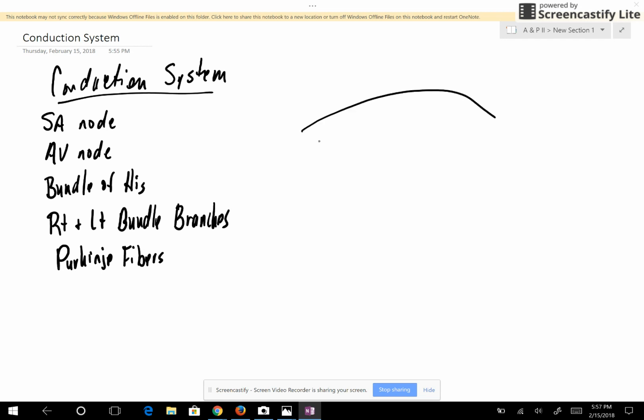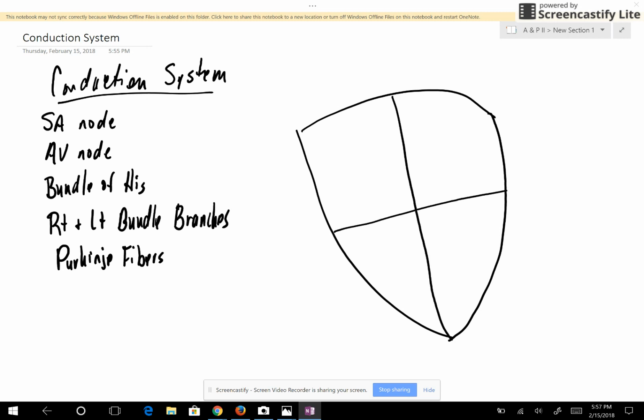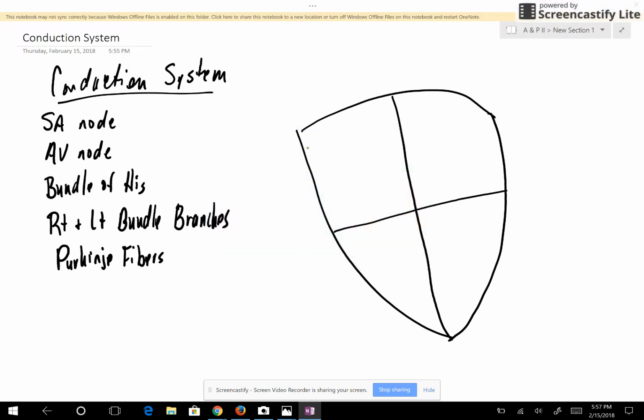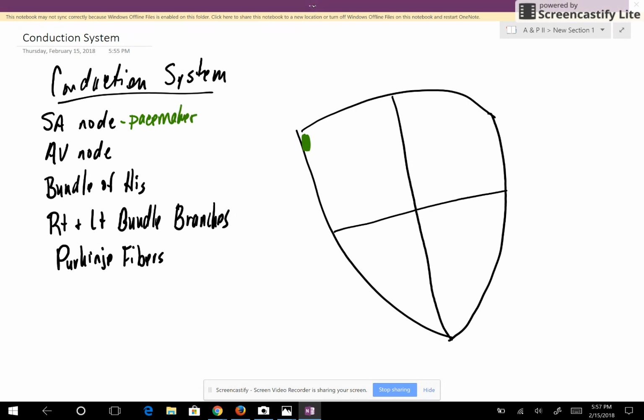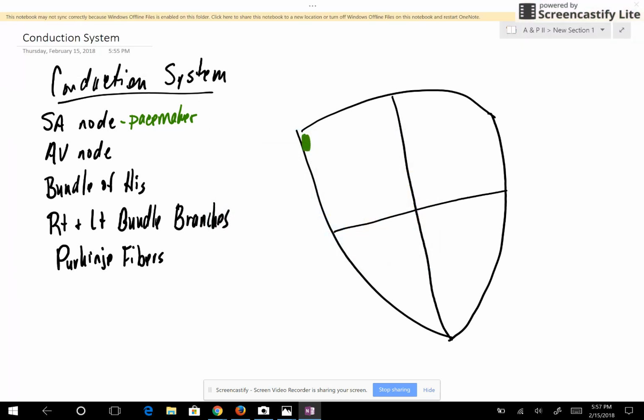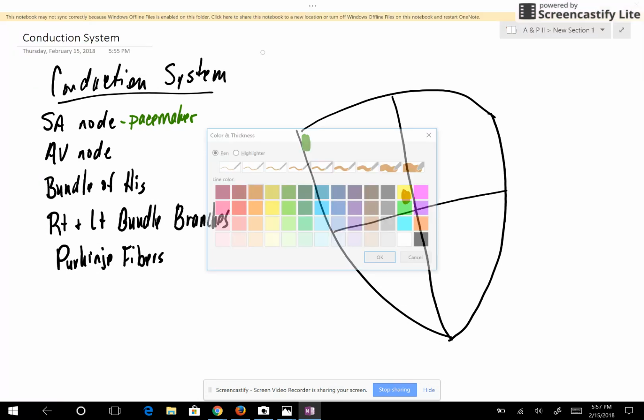Okay, so let's look on the heart and see where all of those structures are. So here's the heart with all 4 chambers. Let's see if we can get another color here. We'll do the SA node in green. The characteristic of the SA node is that it's known as the pacemaker of the heart. Then the next part, the AV node, we'll do it in orange. The AV node is on the inferior portion of the right atrium, closer to the ventricles. AV stands for atrioventricular.